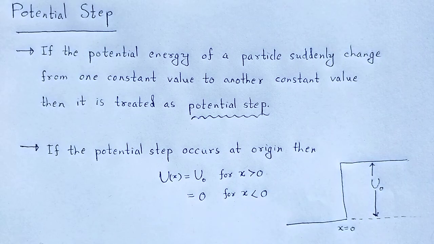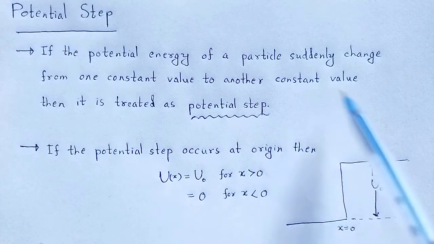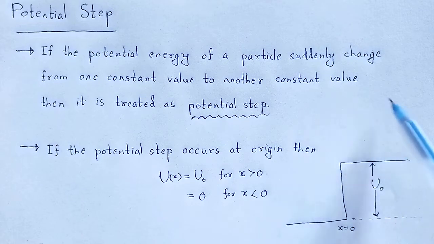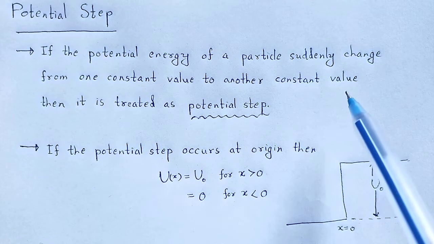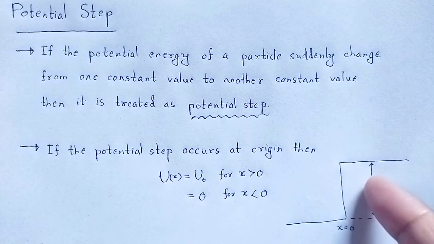In reality, such a potential step does not exist, but for a good approximation, we can think of the potential difference across the D's of a cyclotron. When we consider the cyclotron, there are two D's. The potential difference across these two D's is the potential step.